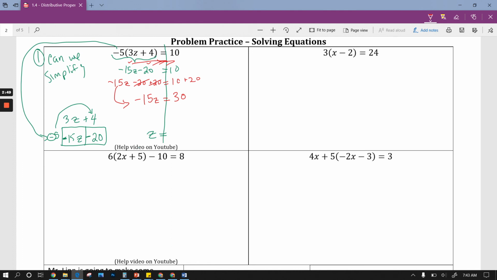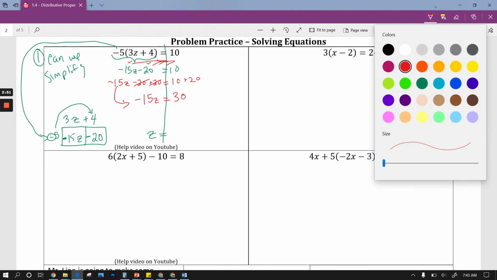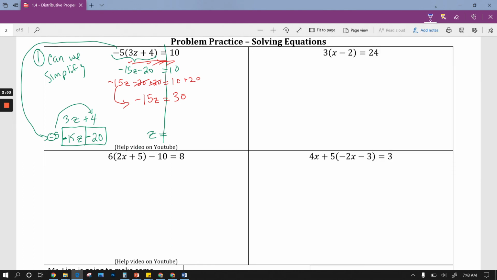So now we need to do our next step, which is to make the coefficient -15 equal 1 using inverse operations. So we have a number right beside a variable. That means multiplication. So -15 times z. The inverse of multiplication, the opposite of multiplication, is division. So we're going to divide by -15.